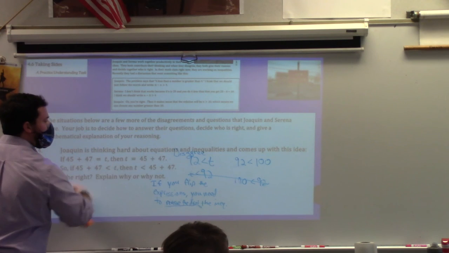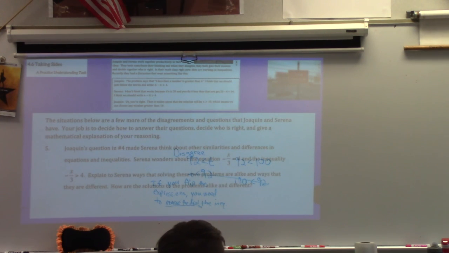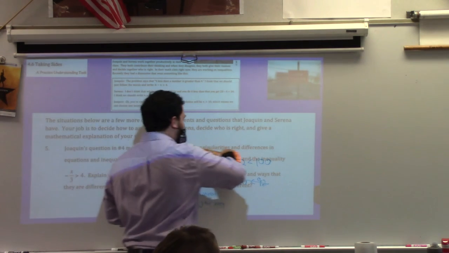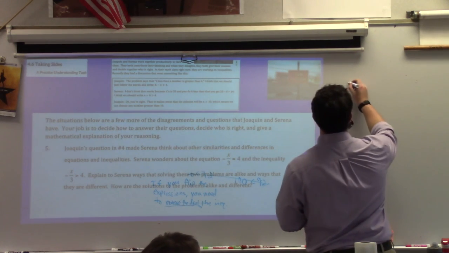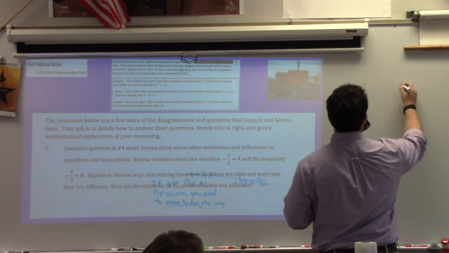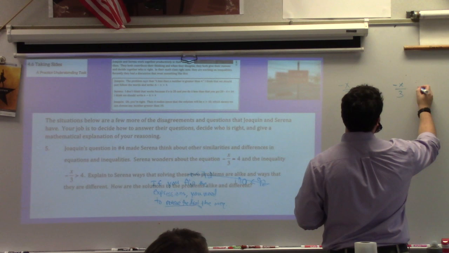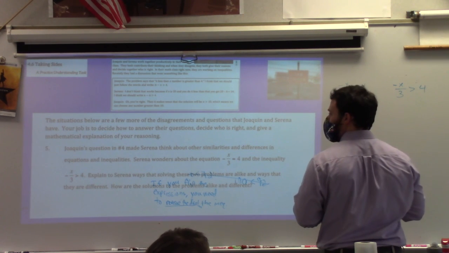I'm going to leave those notes over there for now, so that if you need them, you can get them. Notice that idea driving Joaquin's question number 4 is now making Serena think about other similarities and differences in equations and inequalities. Remember, this is the objective. We want to know how equations and inequalities are alike and how they're different. Serena wonders about the equation negative x divided by 3 equals 4. She wants to know how that is similar and how it is different to negative x divided by 3 is greater than 4.